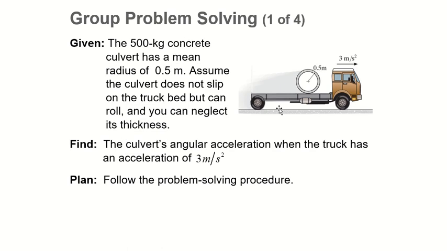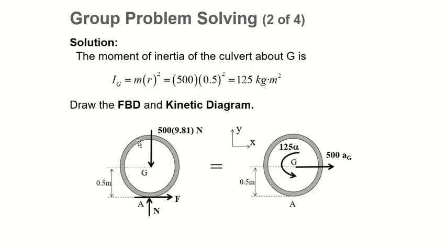Okay, so group problem, 500 kilogram. Again, you've got something on the truck right here. That's your concrete culvert, about 0.5 meter. The object is right on your truck bed, and there is no slip on the truck bed, but it can roll on the bed like that, and you can neglect the thickness. They want you to calculate the same thing, the angular acceleration, when your truck has an acceleration of 3 meters per second squared. So we do the same thing, bring our diagram right there.